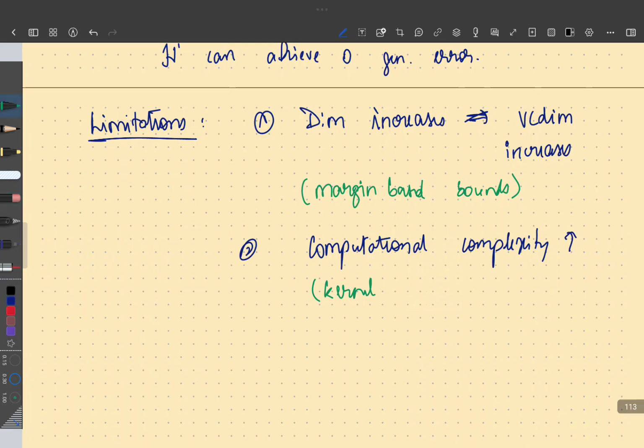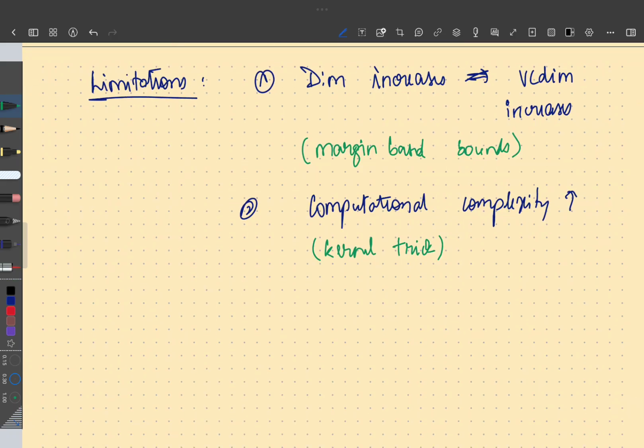We'll use the kernel trick. In particular, we'll want to design algorithms that scale with the number of data points, but do not scale with the dimension of the feature space.